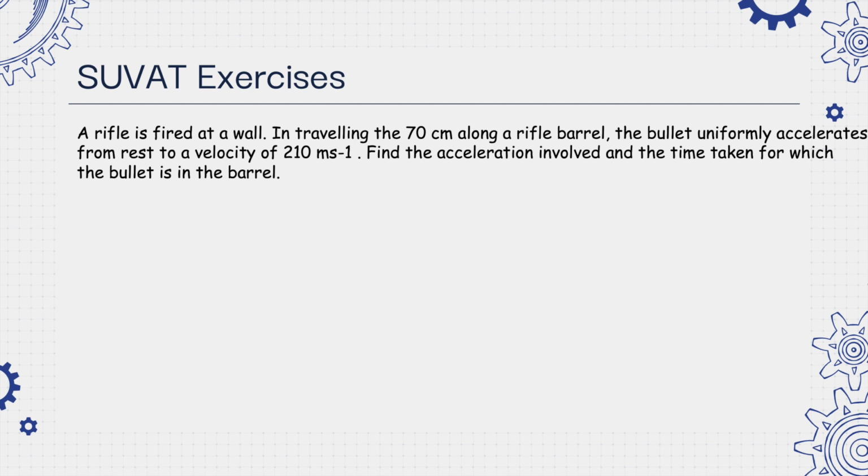So here we have some data. First of all is the length. So the displacement is 70 centimeters. 70 centimeters is 0.07 meters. The bullet uniformly accelerates. It means that it has the same acceleration. Then from rest, so initial velocity is 0 and final velocity is 210. And we need to find the time and the acceleration.